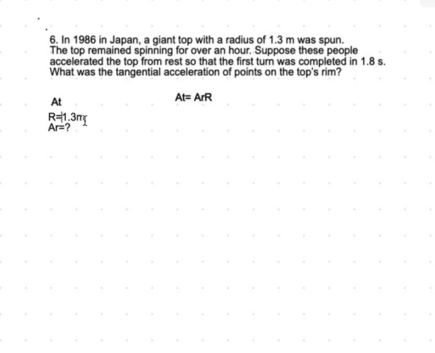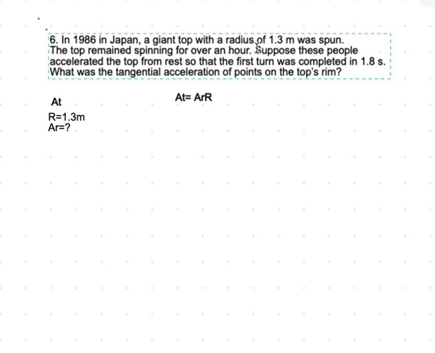But again, there are a ton of formulas on the formula sheet that allow you to solve for acceleration, so let's look at what other variables we have so that we can select the correct one. So the top remained spinning for over an hour. That gives us a little bit of information about time, but this is not specific enough. It doesn't actually tell us a time period or any variables for that over an hour time period.